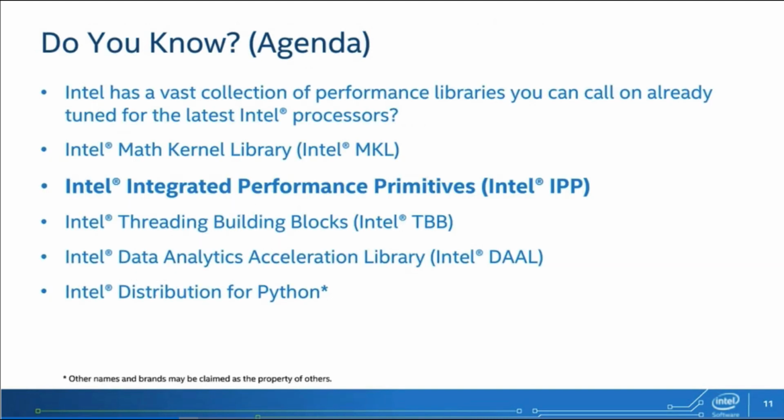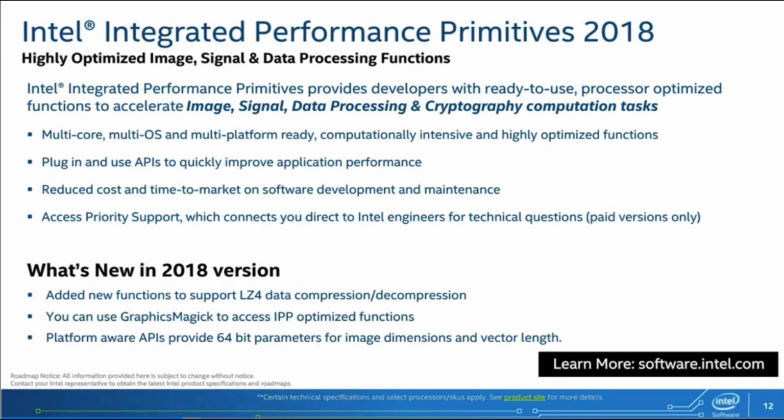So next, we will move on to IPP, Integrated Performance Primitives. So these are highly optimized signal, image, media, and data processing functions.